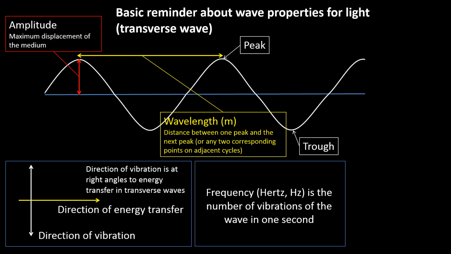And frequency, remember, measured in hertz, is the number of vibrations of the wave in 1 second. And for light, even for things like radio waves, that number is going to be quite high. Even radio waves are going to be looking at thousands of vibrations per second. And if you go to the gamma end of the spectrum, then several orders of magnitude higher than that, so billions and billions of vibrations.